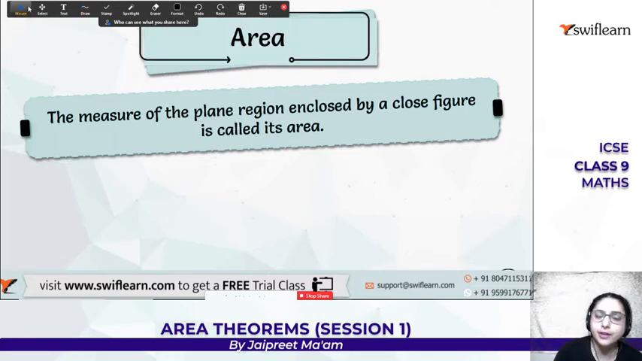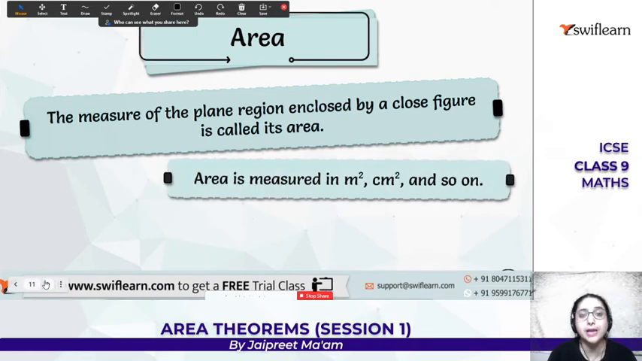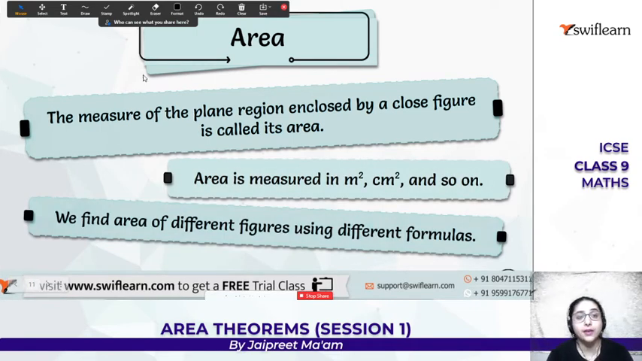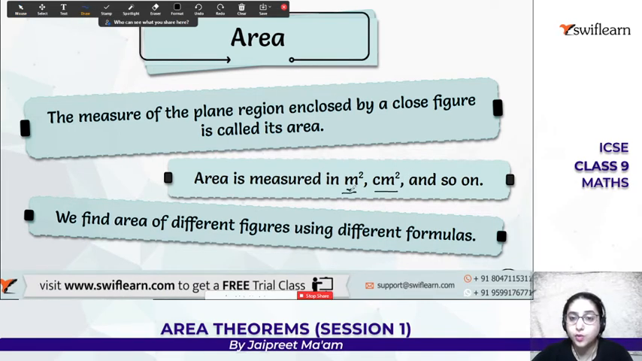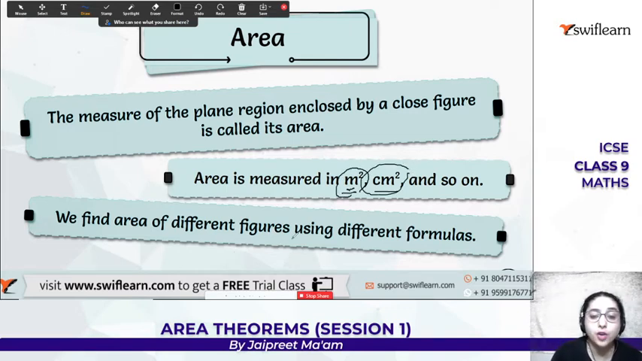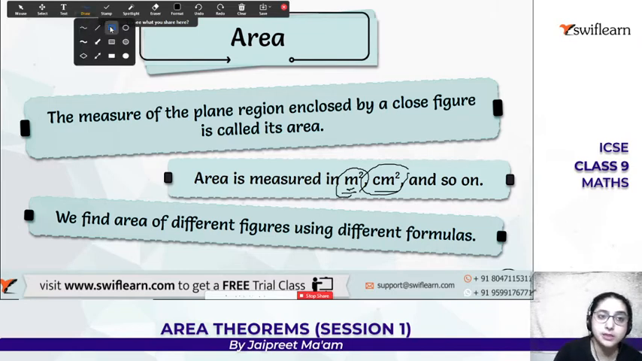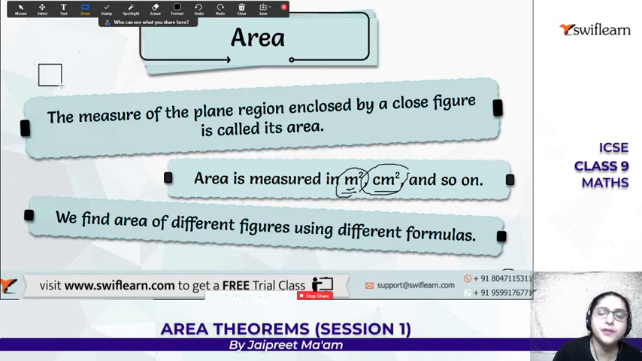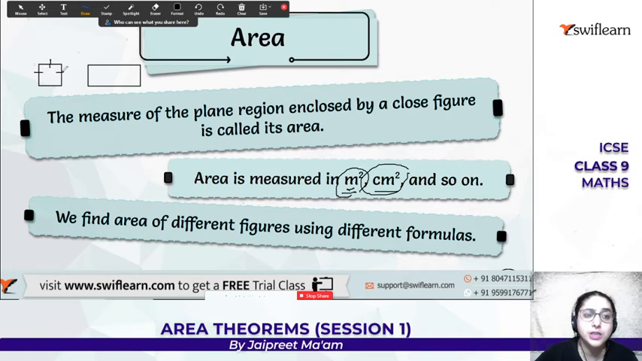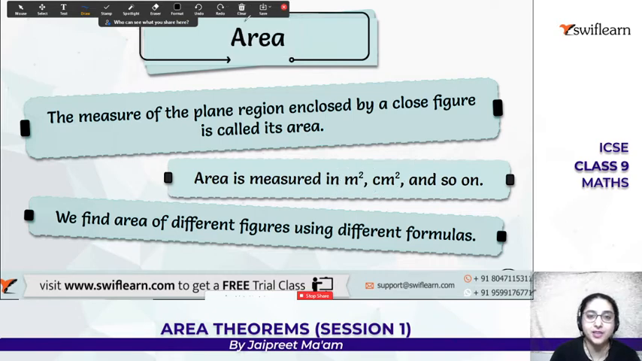Okay, so we have different shapes, and we have different formulas to calculate their areas. Area is measured in meter square, centimeter square, and so on. So we find the area of different figures using different formulas, because different figures have different properties. We will take basic figures, for example a square and a rectangle. The square and the rectangle have different properties, that means for calculating the area of these two figures, the formula is different. Okay, so let's proceed.